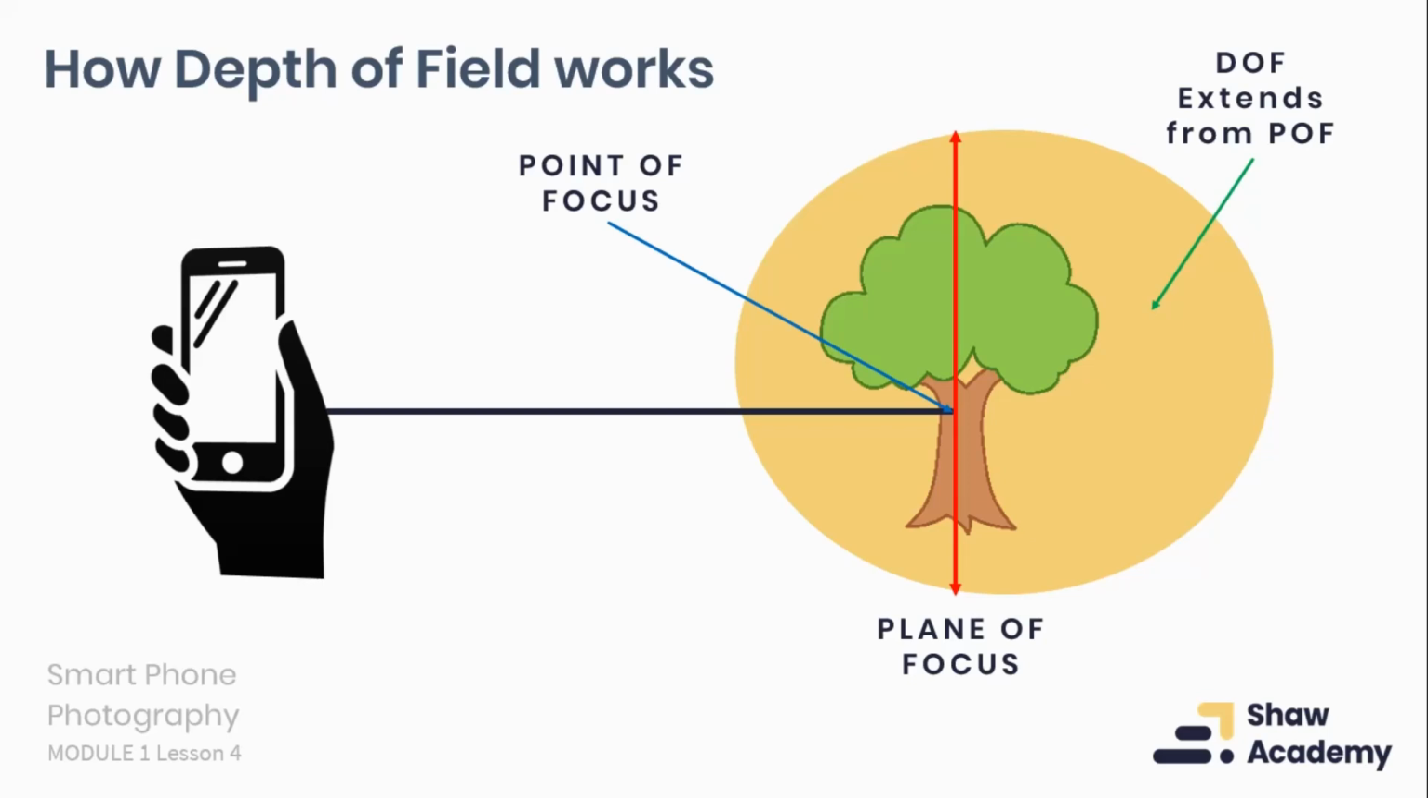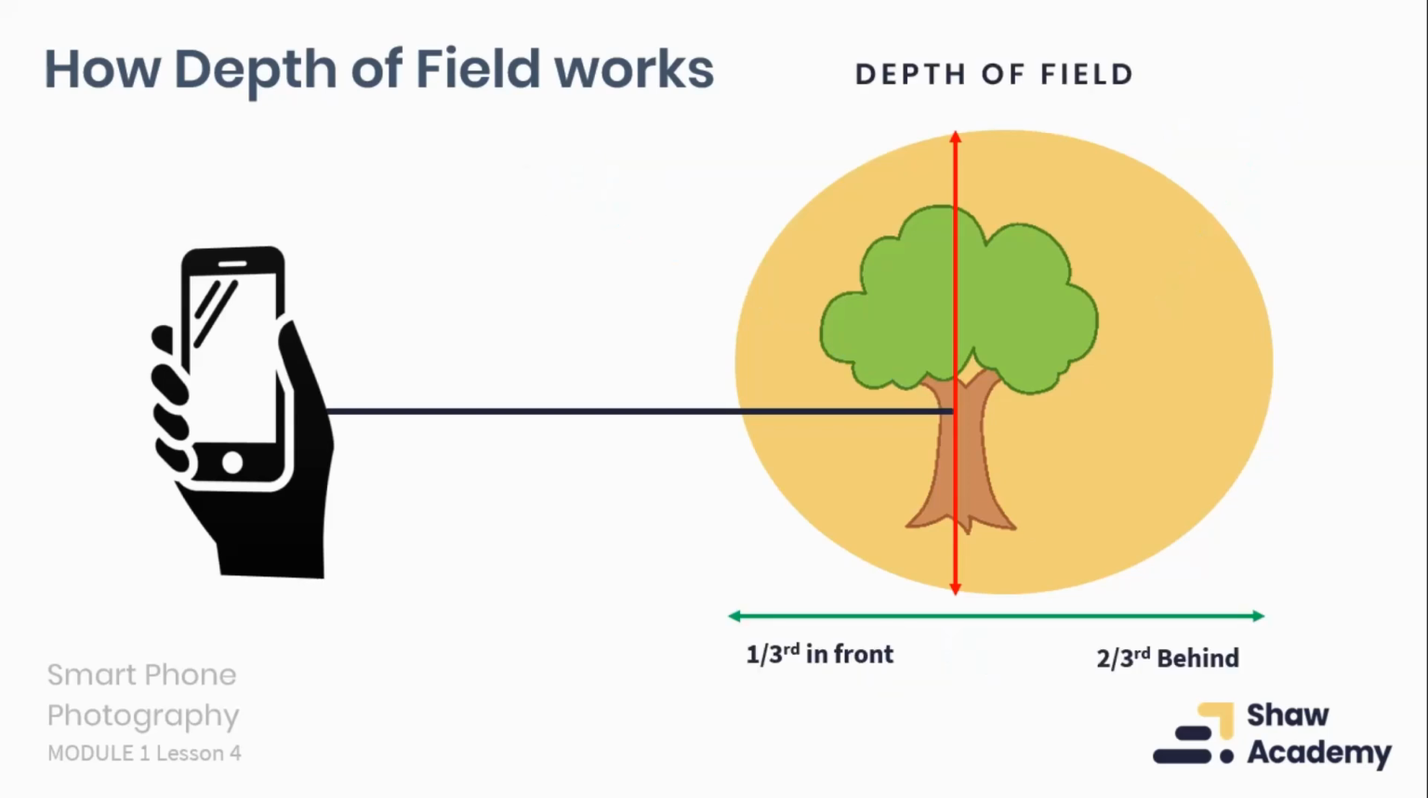point of focus. Now, depth of field, as I mentioned earlier, extends from about 1/3 in front of the subject to about 2/3 behind the subject. It'll always be somewhere in that ratio, no matter how far or how close we are to the subject. Let's have a look at another example of it.